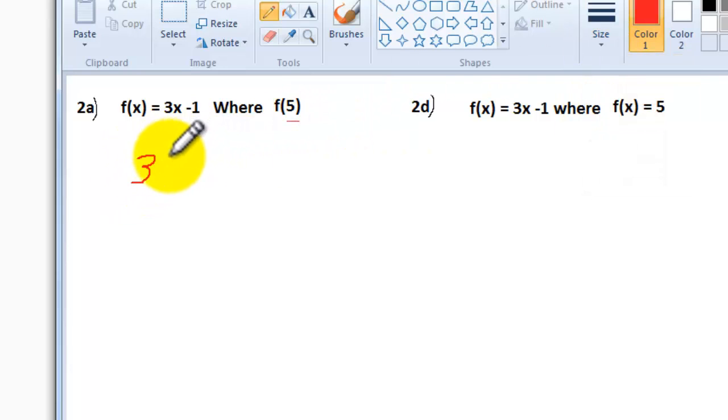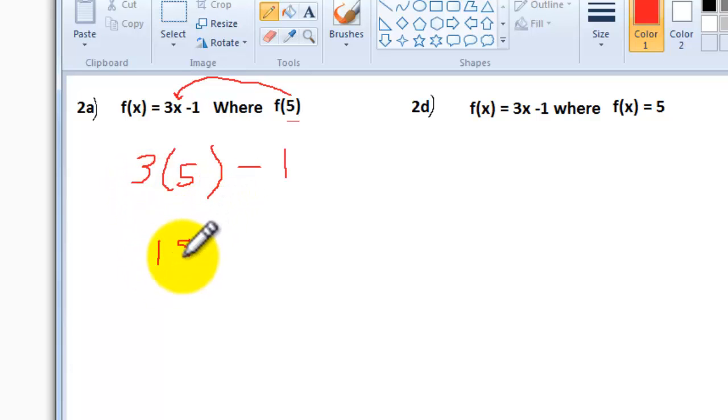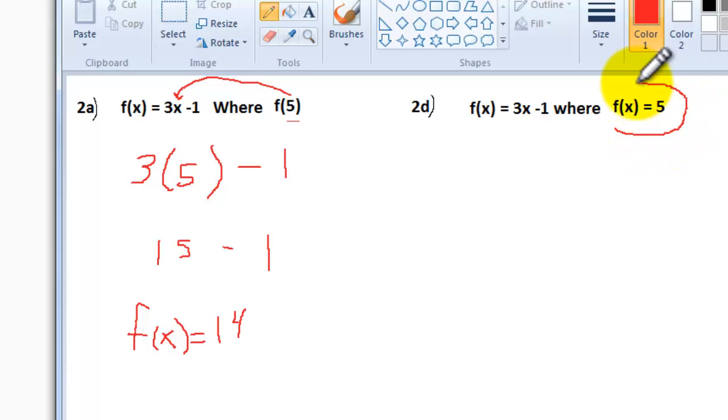So 3 times 5, that's replacing the x value with 5, minus 1. And of course, order of operations says multiply and then subtract. So you have 14 as the answer. In this situation, they're not telling you x equals 5, but the f of x is 5. This part equals 5, so you put the 5 there, and then you have to solve for the x. So then, of course, that's our fun rearranging.